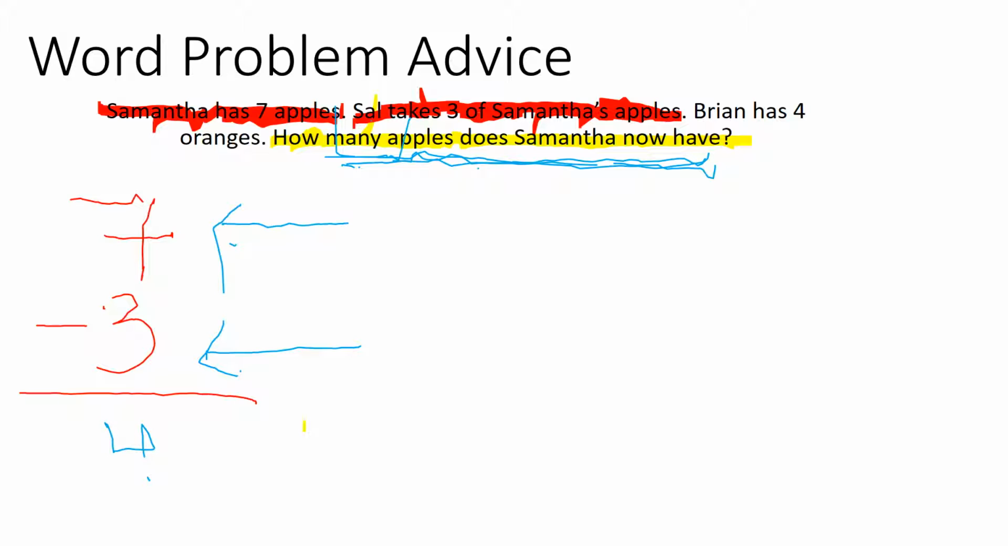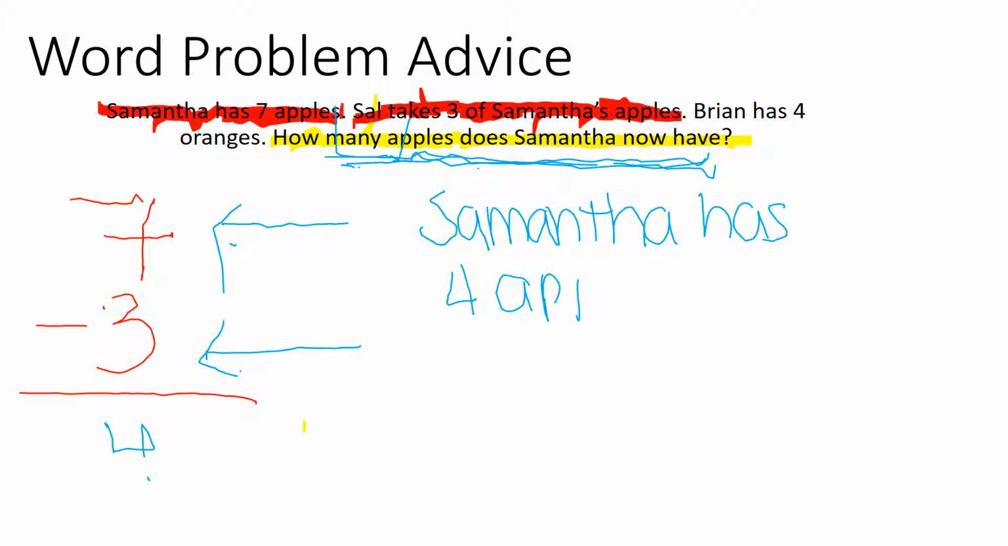So now we'll write a sentence. Samantha has 4 apples. Unless otherwise noted, make sure you always write a unit. A unit is this word, apples. A unit denotes what we're measuring. In this case, we're measuring the amount of apples that Samantha has. In other cases, you could be measuring a lot of other different things, and that will come out of what your word problem is.